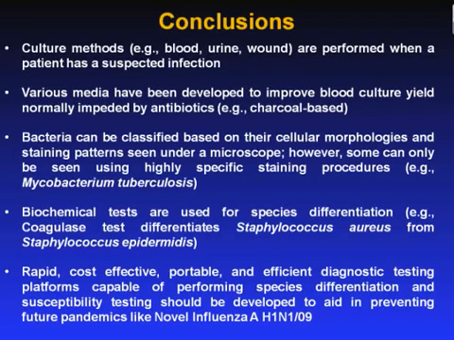Additionally, biochemical tests such as the coagulase test and selective media such as Agar can be used for differentiating bacterial species such as Staphylococcus aureus from Staphylococcus epidermidis. In addition to the traditional culture methods, staining procedures, and biochemical tests, molecular assays have become increasingly favorable. Currently, however, many of these assays are strictly laboratory-based and require expensive equipment.